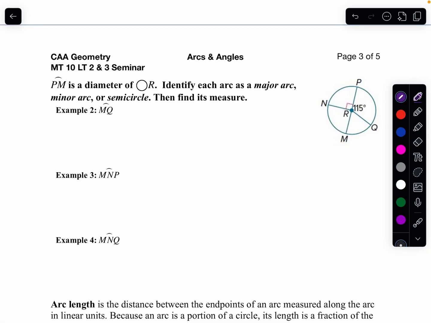On examples 2, 3, and 4, we're going to identify each of these arcs as a major arc, a minor arc, or a semicircle. Then we're going to find its measure. Notice on example 2, it has 2 letters, so automatically we know it's a minor arc. I'm going from M to Q.